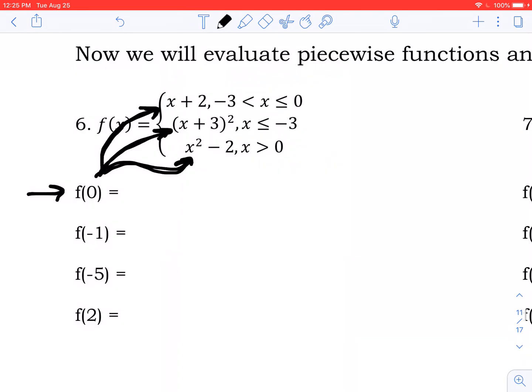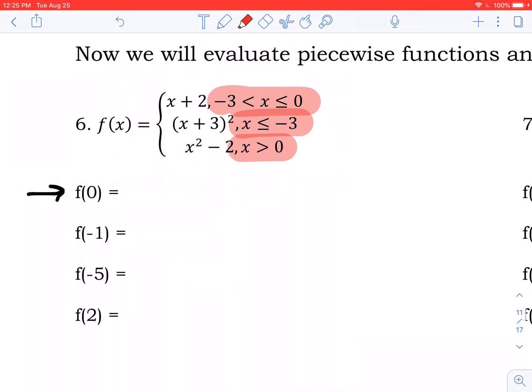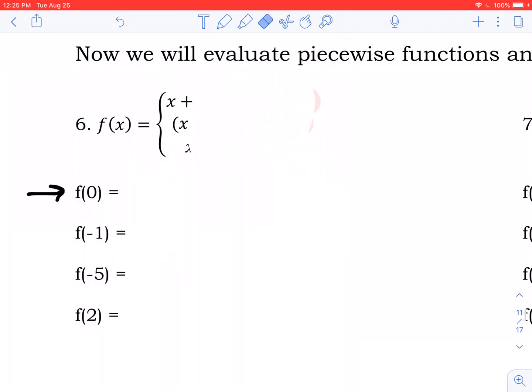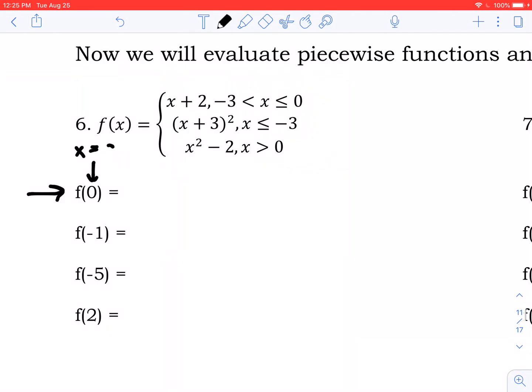So the question is, I know I'm going to plug in a 0, but which one am I going to plug it into? And for that, it very much depends on the restriction. So not only am I going to be plugging in a 0 for x, so here x equals 0, but I'm going to make sure I plug it into the right one. So let's look. When x is 0, which of these restrictions does that fit into? Let's look at the bottom one.